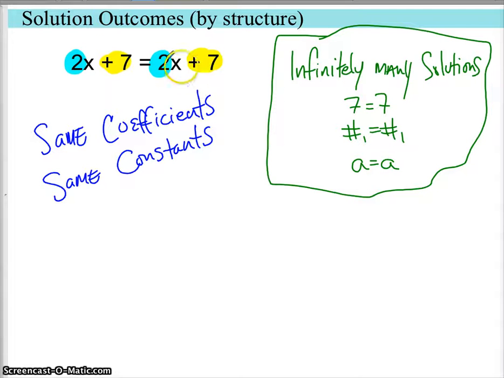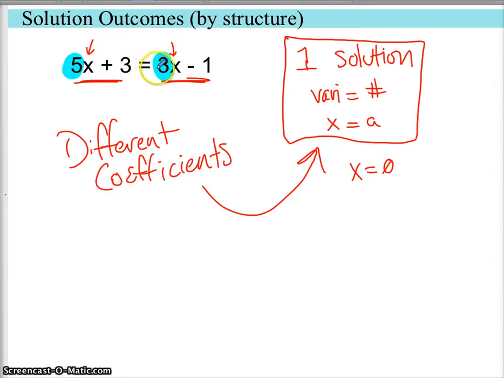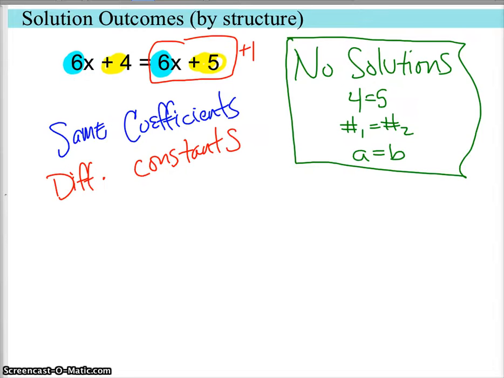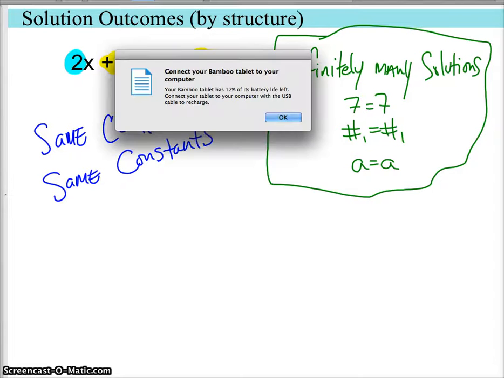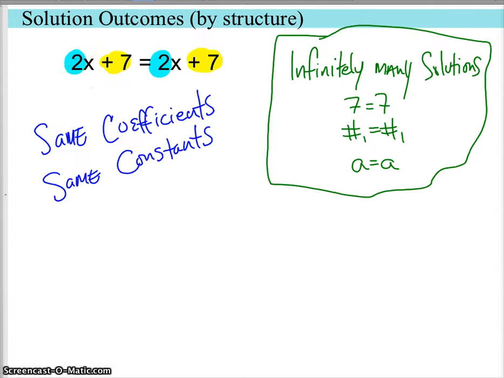And so these are the structural clues we look for. We start by looking at the coefficients. If they are different, you've got one solution, done. But if your coefficients are the same, then it could be no solutions or it could be infinitely many. So if you have the same coefficients, you need to look at the constants. Different constants would be no solutions. Same coefficients and same constants would be infinitely many solutions.